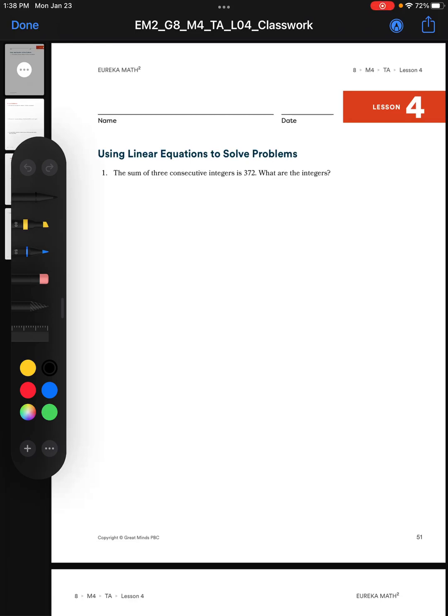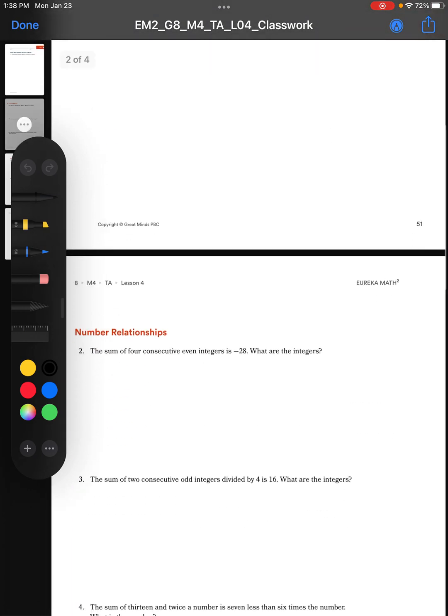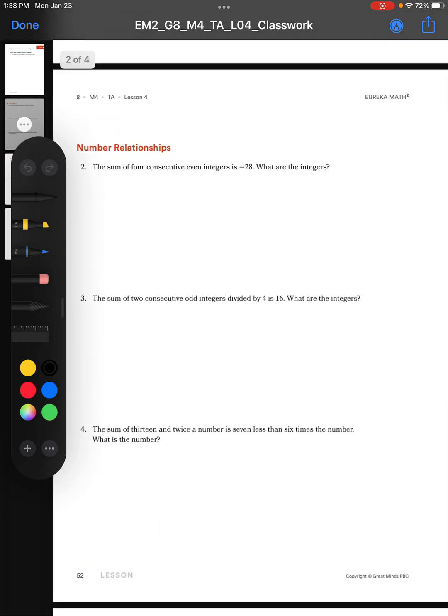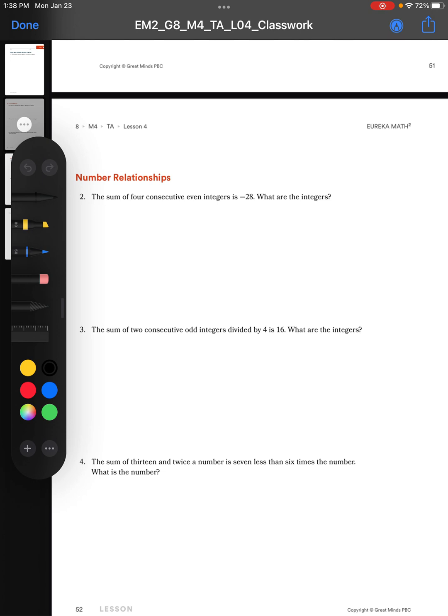So on workbook page 51, we talked about this problem number 1. And in this problem, guessing probably is going to work out pretty easily. But in some problems, we are going to have to actually write a linear equation in order to be able to solve them. So let's take a look at page 52. We'll work through these examples together.